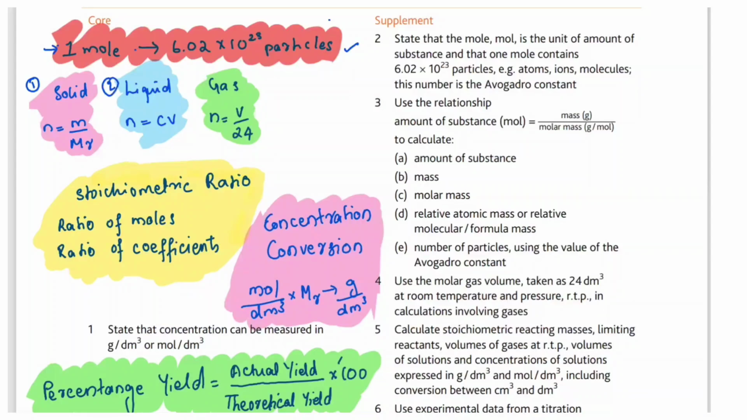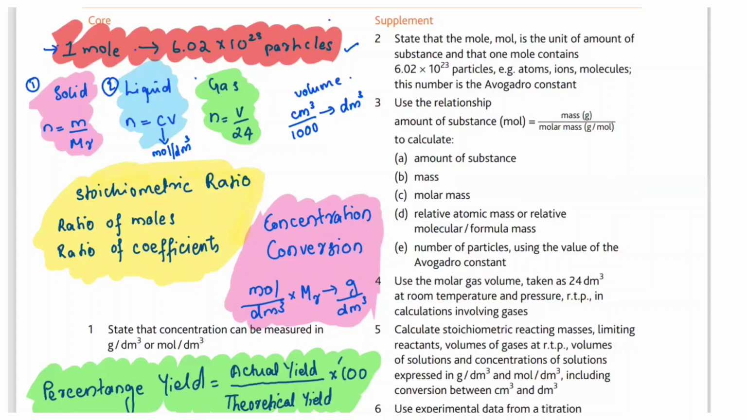Then the second method is when the substance is a liquid. When the substance is a liquid, we will be using the formula n is equal to C into V, where C is the concentration and the unit of C will be mole per decimeter cube, and V is the volume. Volume will usually be given in centimeter cube and you will have to convert it into decimeter cube. The method to convert centimeter cube to decimeter cube is to divide it by 1000. So this is the conversion of volume.